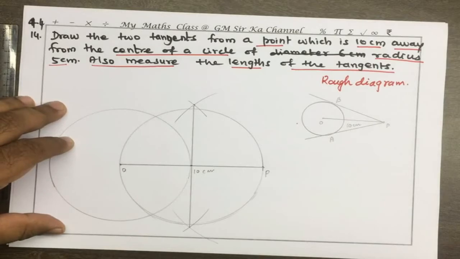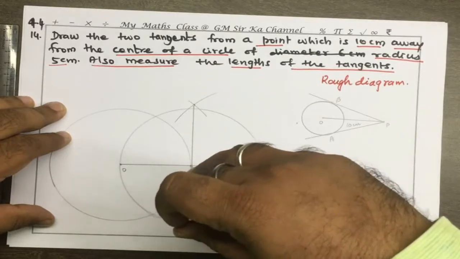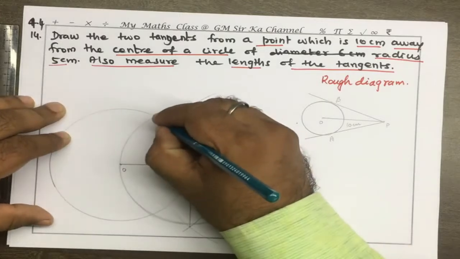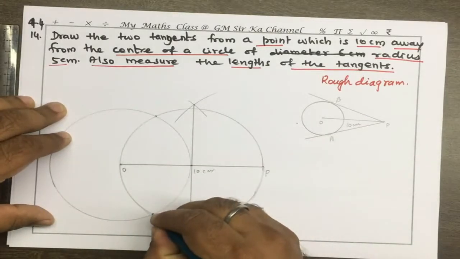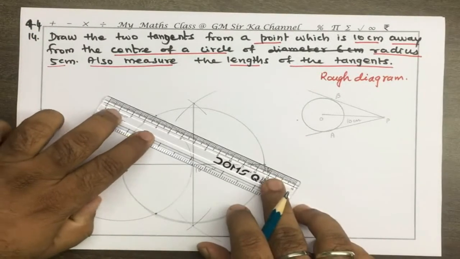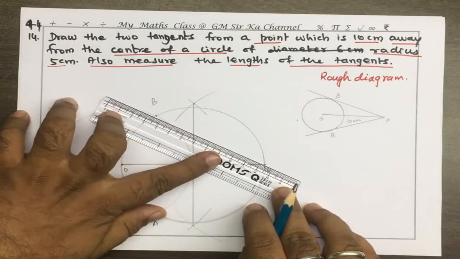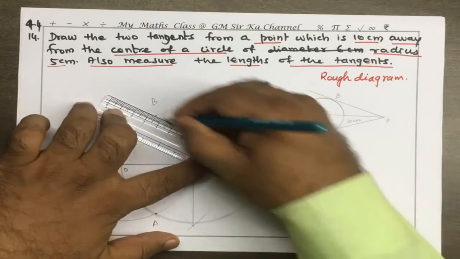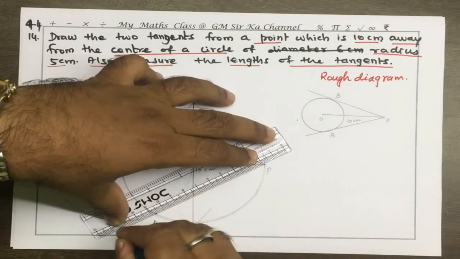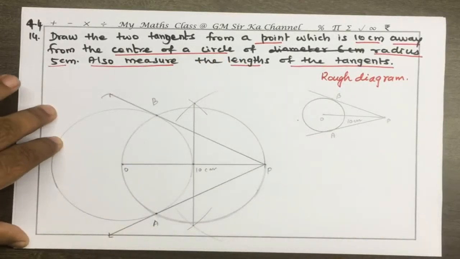So both the points of intersection we have on the circle, on that we have to join the points taken as A and B. PA and PB are two tangents. We have to measure the length of tangents.